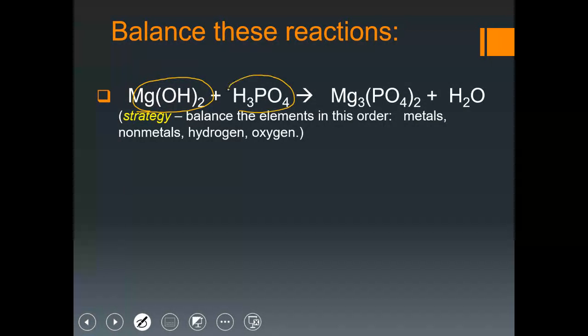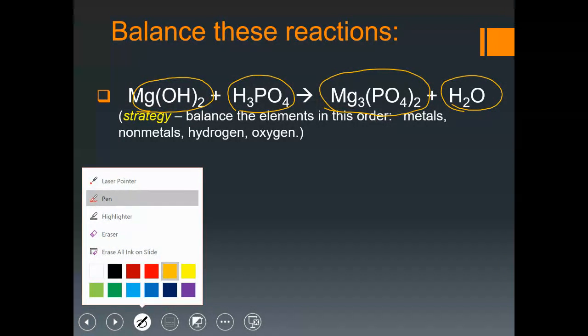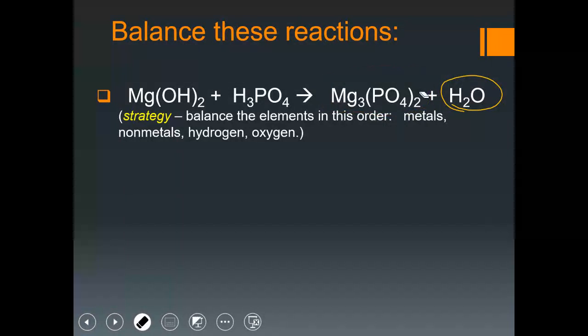Right here in the phosphoric acid, we have 3 hydrogens, 1 phosphorus, and 4 oxygen. There's no parentheses anywhere, so that 4 only goes with the oxygen. Here's magnesium phosphate. We have 3 magnesium. And you see this 2 outside of the parentheses? That means you double everything inside of the parentheses. So this is 2 phosphorus and 8 oxygen. And then with water, we have 2 hydrogen for every 1 oxygen.